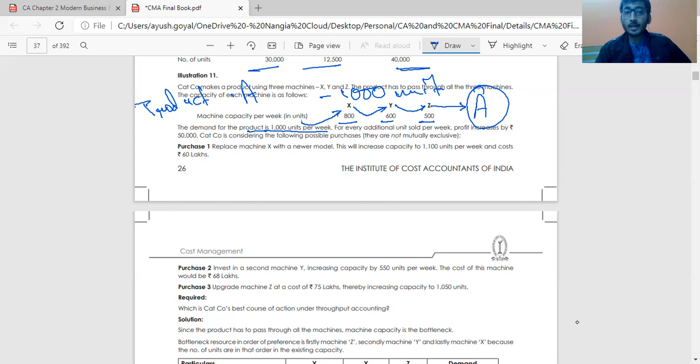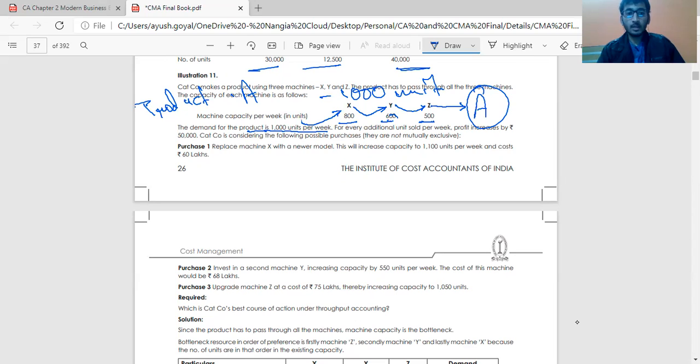But X has the maximum capacity of 800. Y has maximum capacity of 600 and Z has maximum capacity of 500. So maximum capacity, what does it mean? That you cannot enter more than 500 units in machinery Z. So you cannot get more than 500 units in the final processing from machine Z per week. And you cannot get an output of more than 600 units out of machine Y.